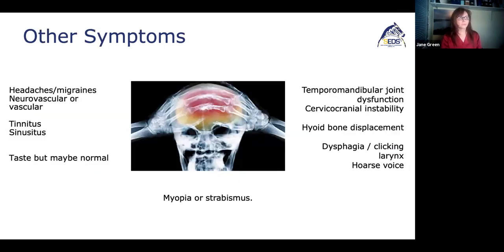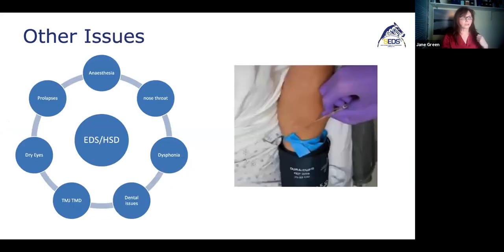Some other symptoms very common are, as I said, headaches and migraine, tinnitus, sinusitis, temporomandibular joint dysfunction, hyoid bone displacement, and dysphagia, and it can affect all your eating and swallowing. And very often with eyes, you get strabismus, which is basically crossed eyes, particularly at birth.